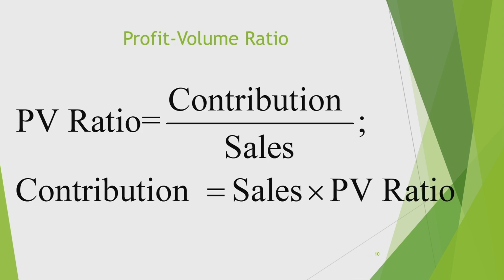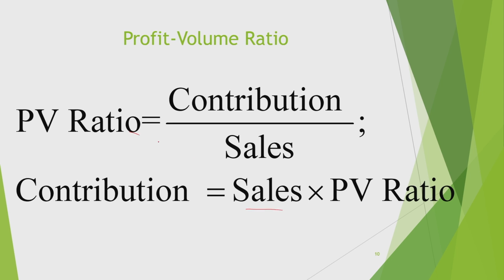Now, we have one term that is called profit volume ratio. So, profit volume ratio is what? It is defined as contribution divided by sales. Okay. Suppose I got contribution of 1 lakh rupees and my sales was 2 lakh, then my PV ratio will become 0.5 like that. So, contribution can be written as sales into PV ratio, you can just multiply in the same way.